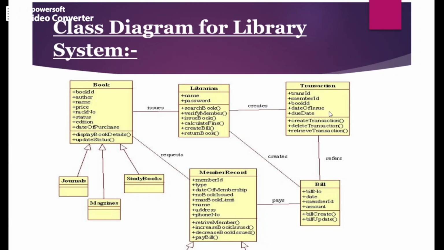And transaction. Bill is there, no? The bill class is also there. You will have a particular bill number, date, and to whom that bill has been generated. You can keep the member ID, amount. Clear? So bill create, bill update are those methods.